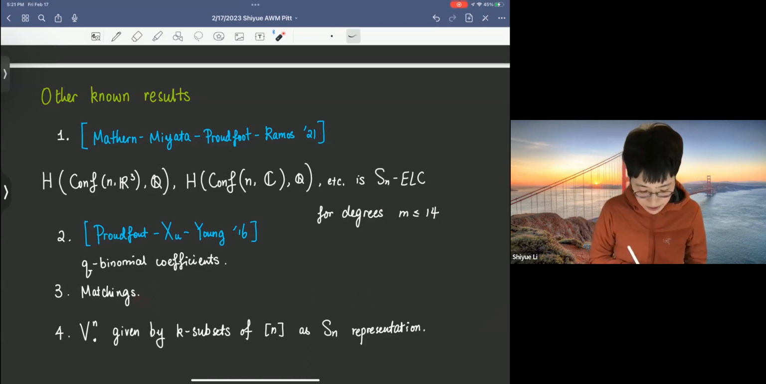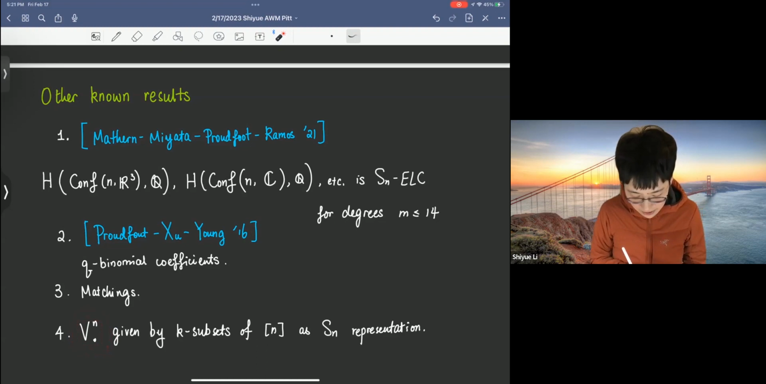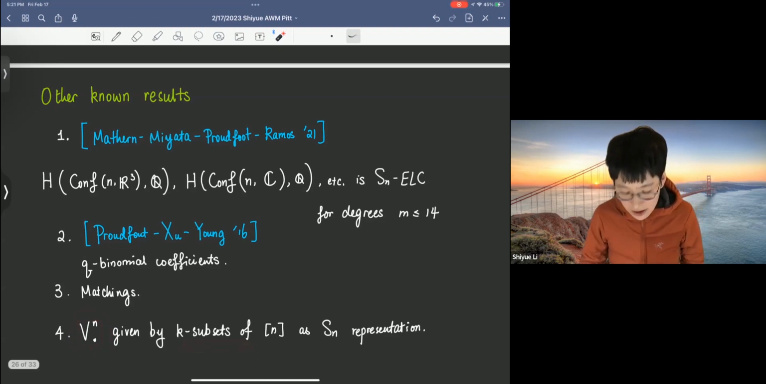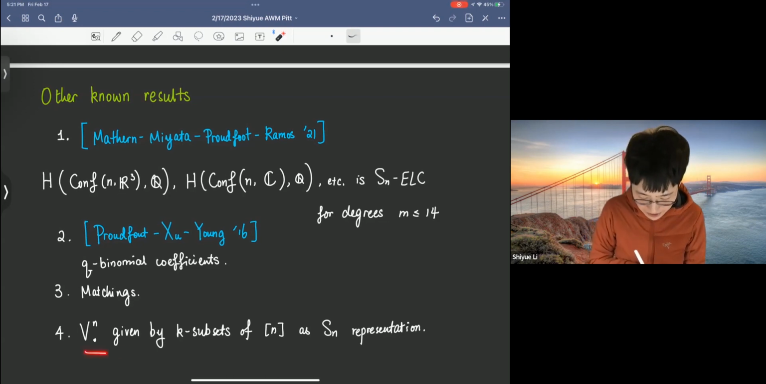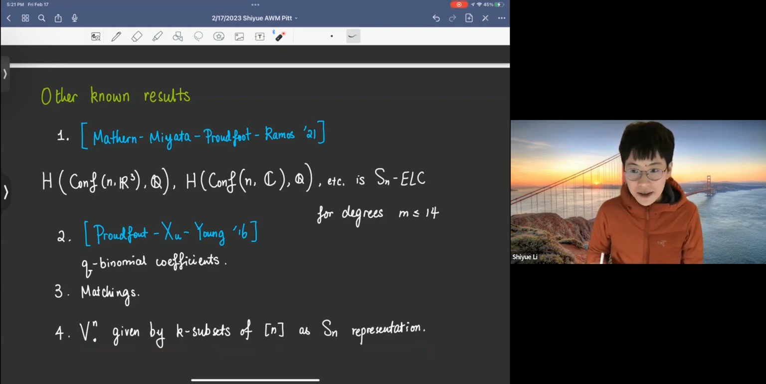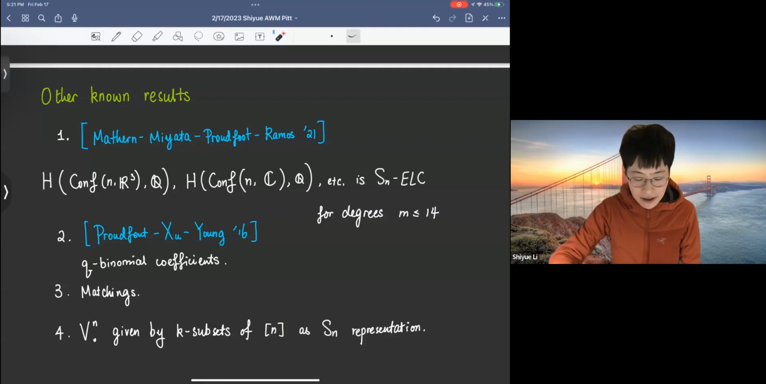And also as a corollary, you can show that this representation of Sn given by k-subsets of 1 through n is also equivariantly log-concave. So I'll leave that as an exercise for you to think about how you can derive this using the main theorem of this talk. You need to find a claw-free graph such that the representation is isomorphic to this representation. So that's all I need to say.